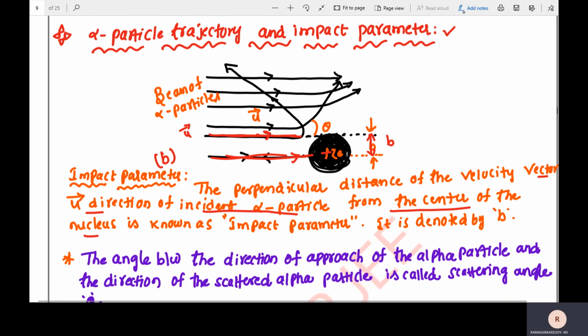Clear? What is the impact parameter? This is the perpendicular distance of the velocity vector u bar, the direction of the incident alpha particle, from the center. This is the center, and this is the velocity vector u bar. That perpendicular distance we call the impact parameter b. That is the definition.